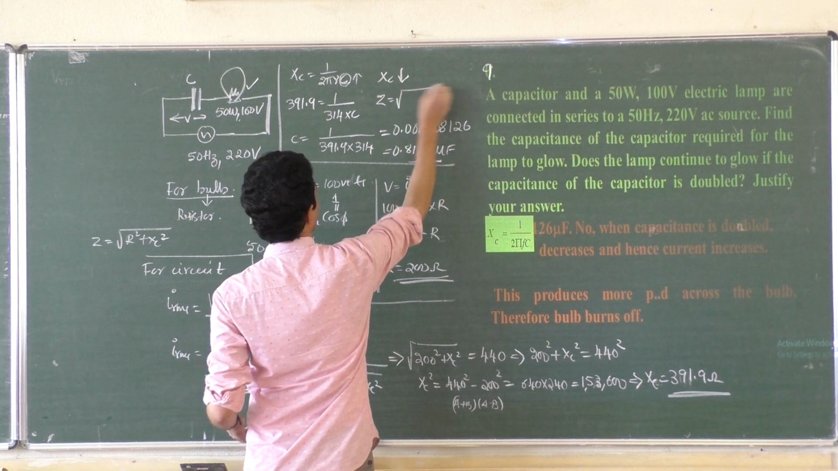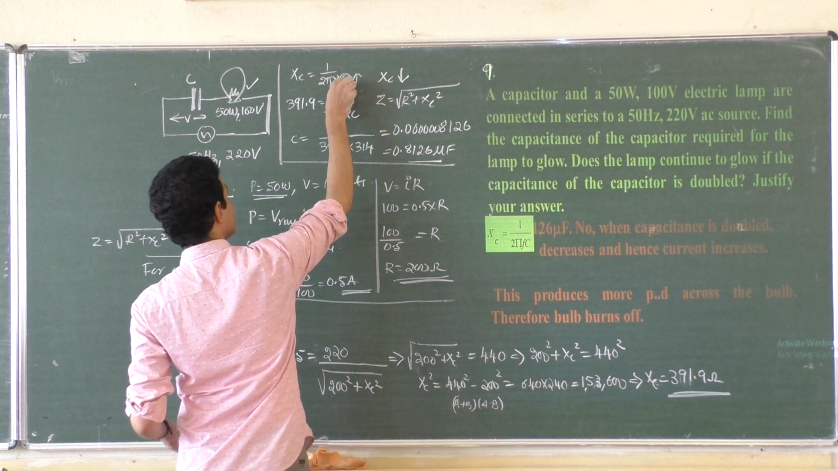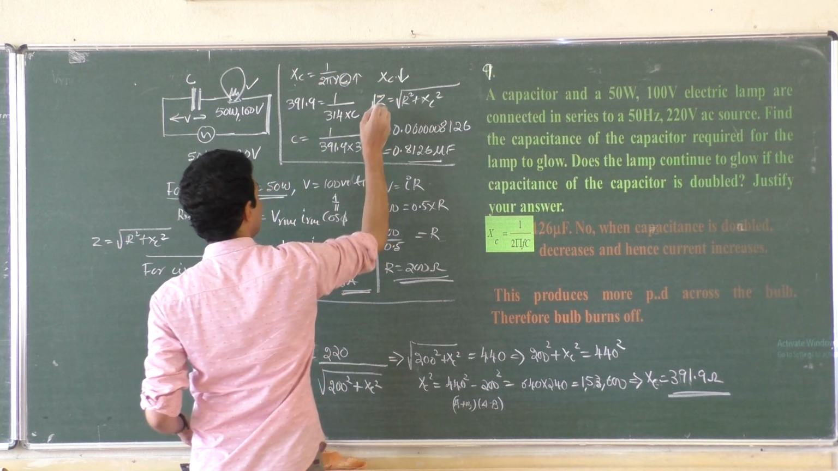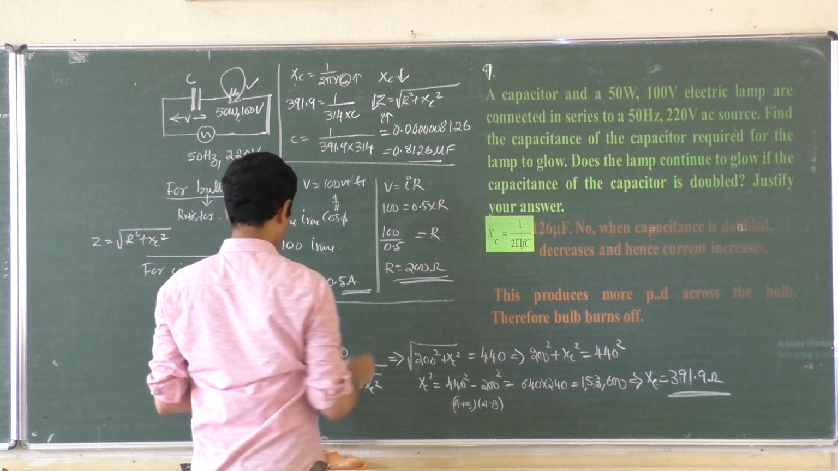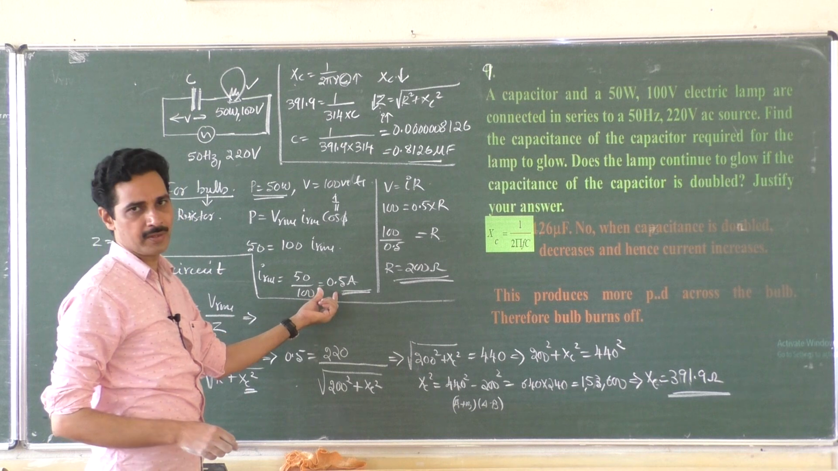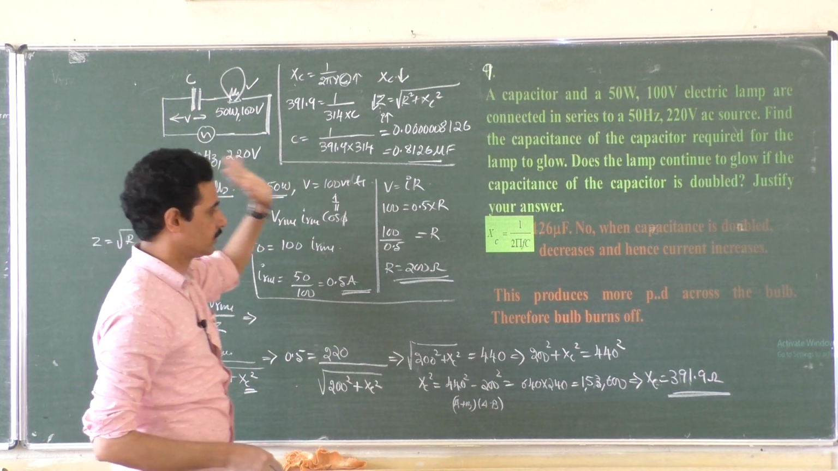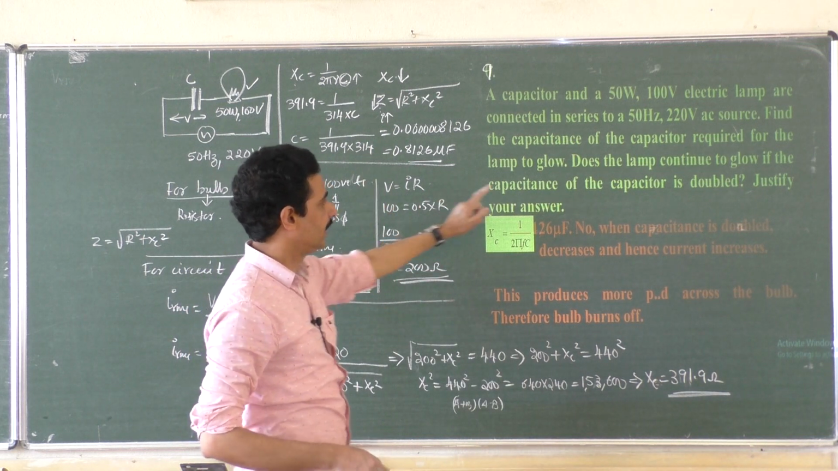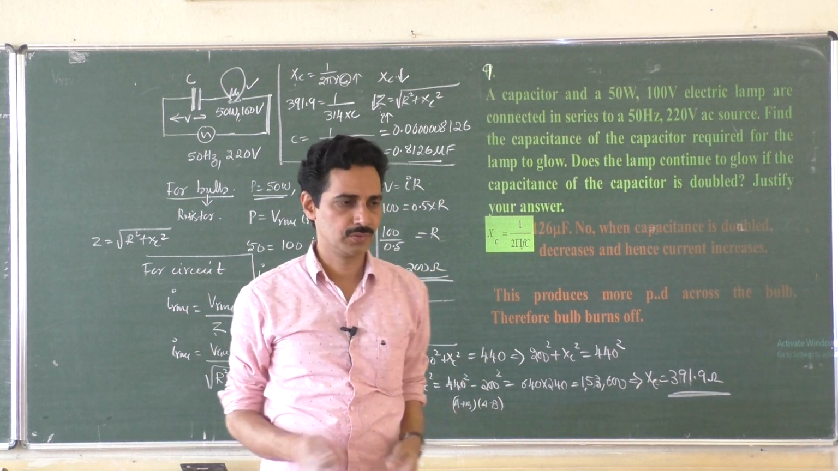So when the capacitance is doubled, XC decreases and Z decreases. If Z decreases, current increases. When current increases, it has to operate only under 0.5 amperes, otherwise the bulb gets damaged. So does the lamp continue to glow? No, it will get burnt. It won't continue to glow.